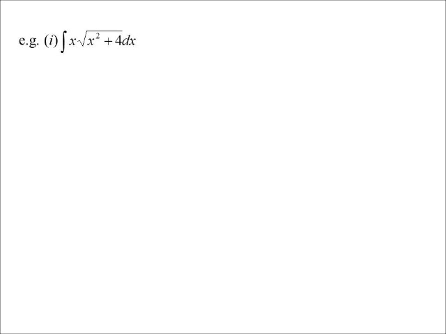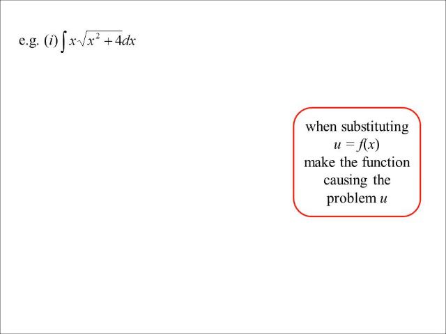But if they ask me to do it via a substitution, now when we are substituting, we're going to substitute u equals some function. Now you substitute the function that's causing the problem. The problem here is the square root of x squared plus 4. So I'm going to make u equal x squared plus 4, my new function. Now, there's x squared plus 4. That's what was causing my problem.